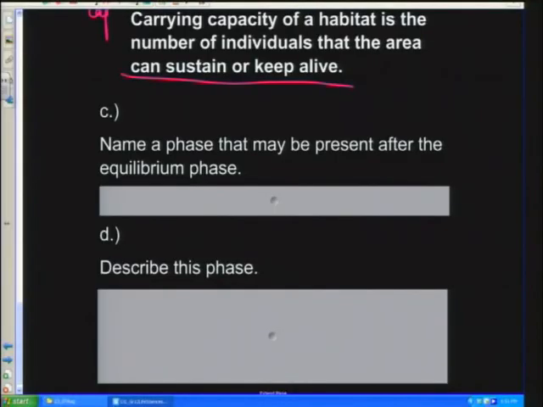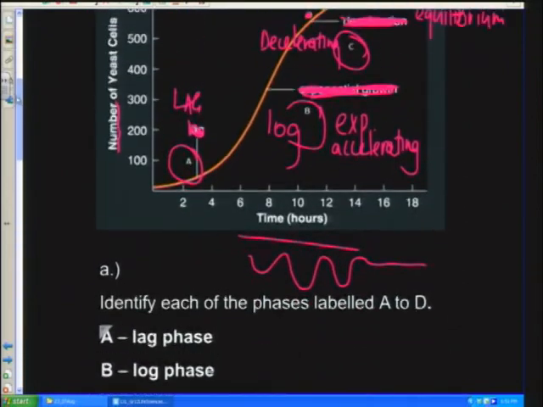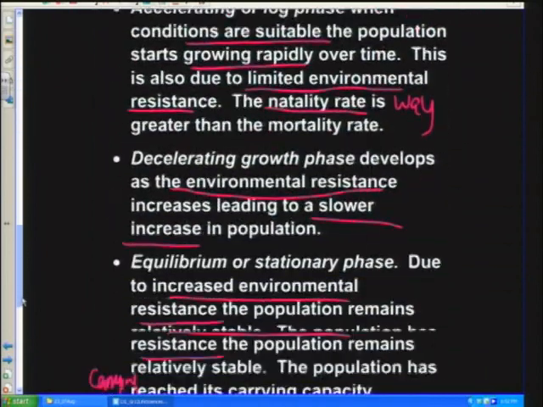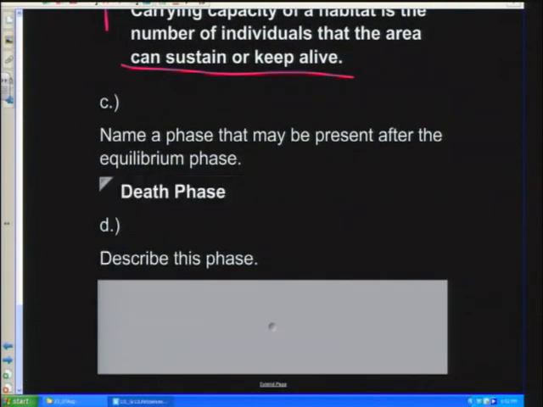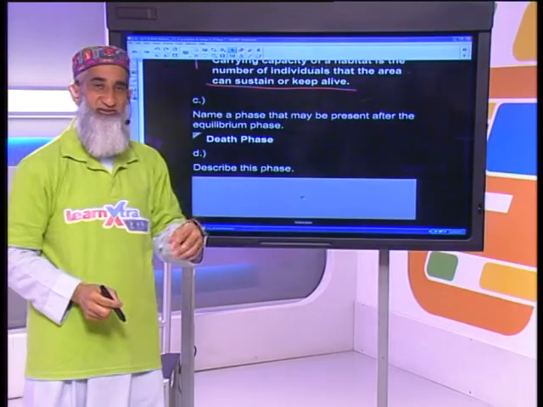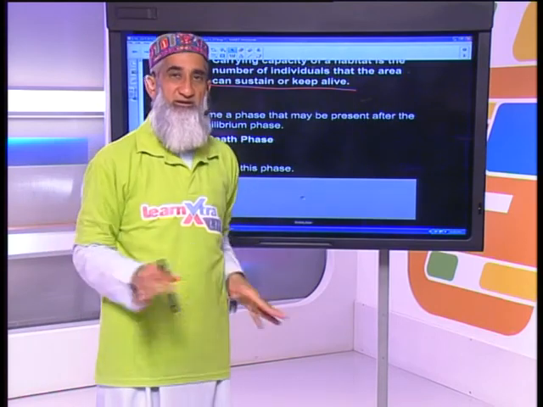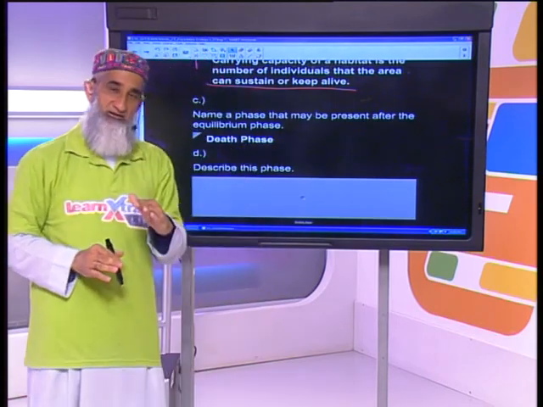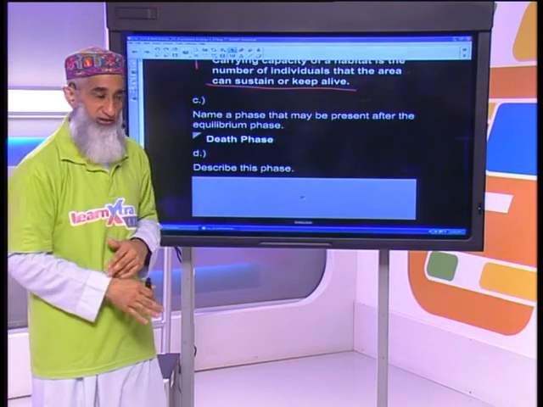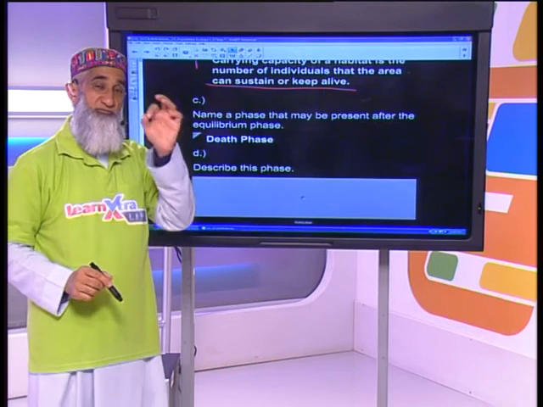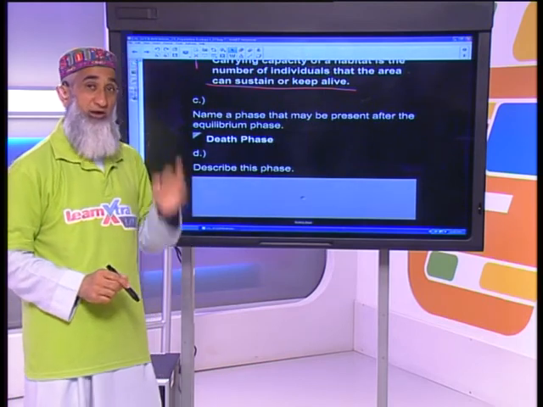C: name a phase that may be present after the equilibrium phase. That means after this phase here, we can get another phase. You must name that. And the answer is the death phase. Some textbooks use the word extinction phase. I do not like that. Extinction means that all those animals become extinct completely. That's not the case. They die. They may move away to other areas as well. It doesn't mean that they're extinct. Extinction by definition means there must not be one more of that left on Earth.